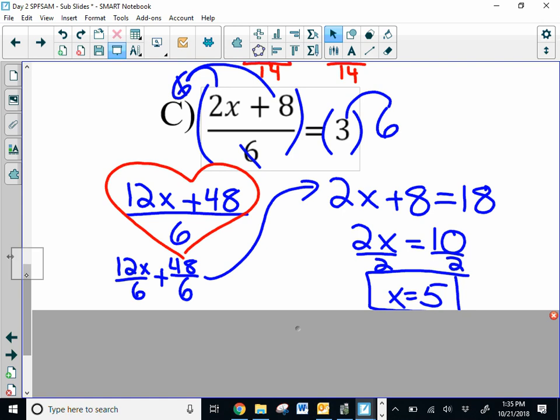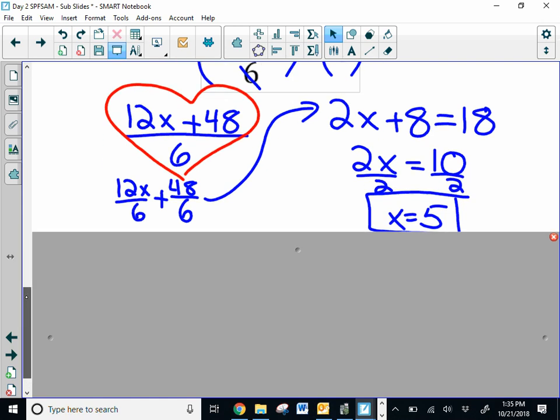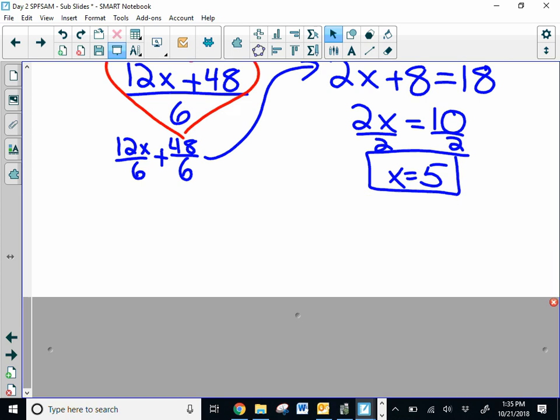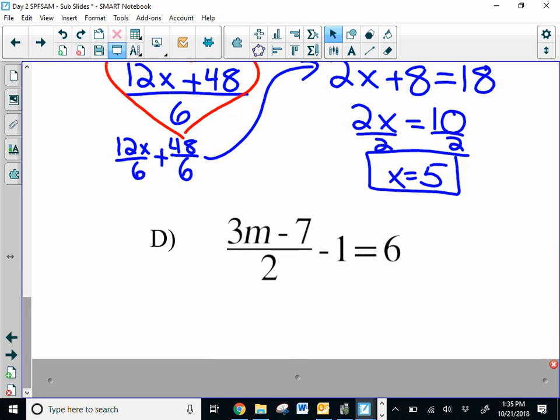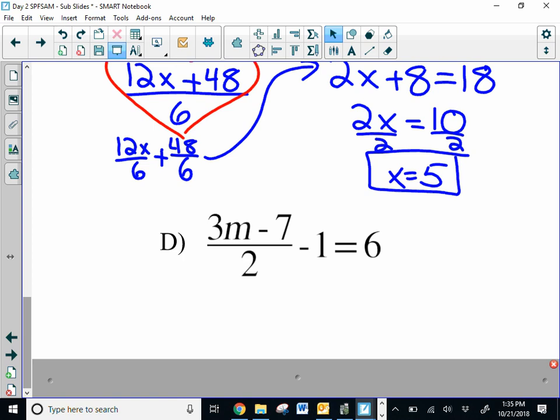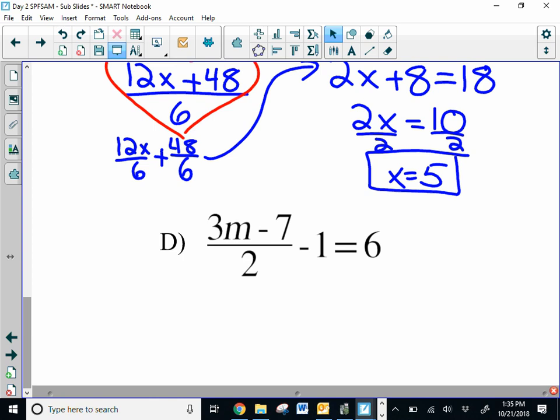Great. And last example we're going to put into our notes. Where is it? Here it is. So D. And actually, I'm going to change this a little bit. We're going to change this to 1 over 3. Okay. Now this one, we have 2 different fractions.